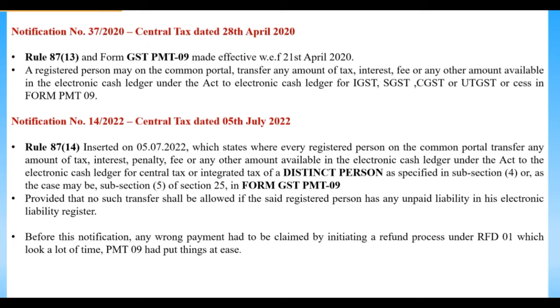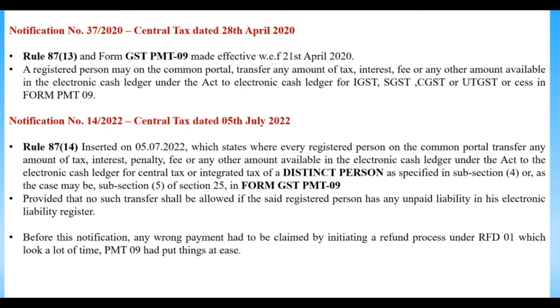14/2022 inserted another rule, that is Rule 87 Sub Rule 14, which gives a wider scope than Rule 87 Sub Rule 13. Rule 87 Sub Rule 14 states that every registered person may, on the common portal, transfer any amount of tax, interest, penalty, fee or any other amount that is available in the electronic cash ledger to the electronic cash ledger of central tax or integrated tax of a distinct person in PMT 09.